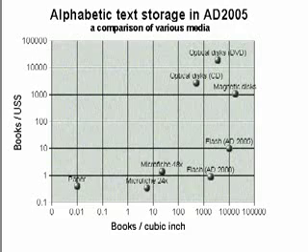Alphabetic text storage in 2005, a comparison of various media. For centuries, paper has allowed us to reliably store information in a highly compact form for relatively little expense. It is because of paper and related media that we have preserved the words written down by people now millennia dead. We have the Bible today because we had paper long yesterdays ago.